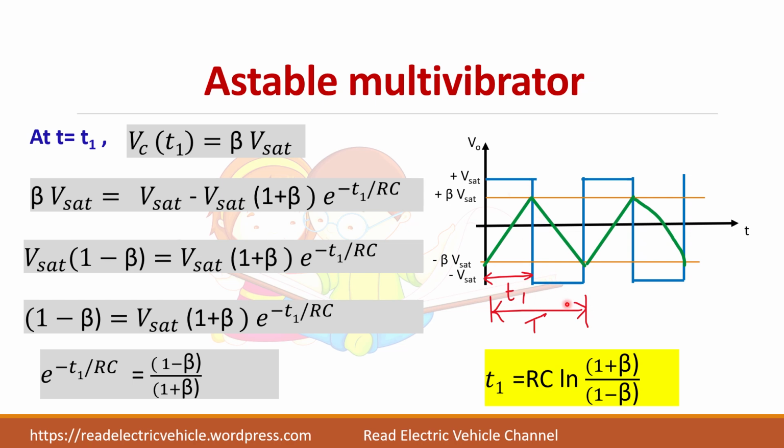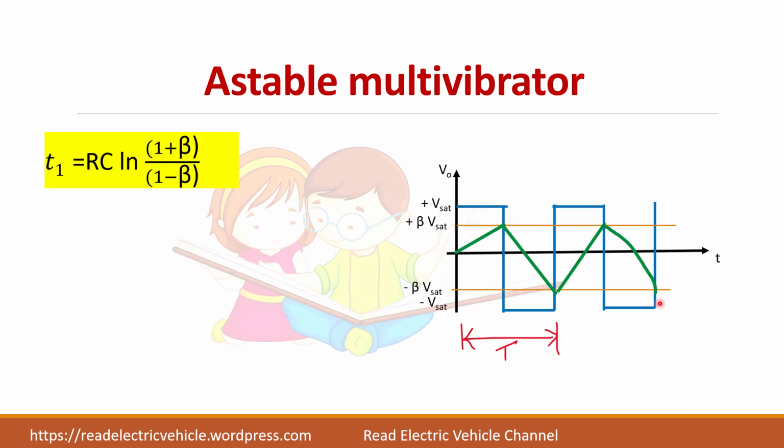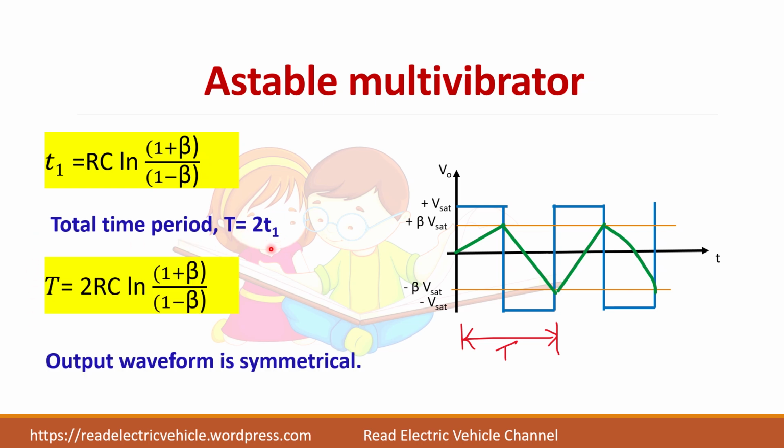But we have taken a square wave where T1 and the other period are going to be equal. So the total time period is 2 times T1, or we can write it as T is equal to 2 RC ln of (1 plus beta) divided by (1 minus beta). So this is correct if the output waveform is symmetrical. For a square waveform, you can directly multiply it.